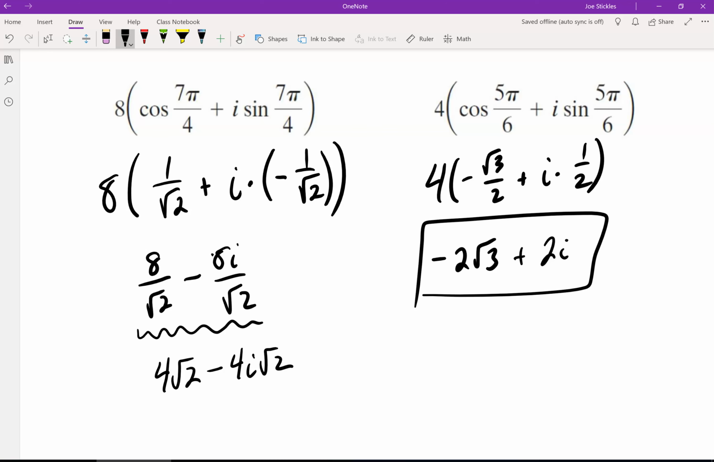And that's it. That is going back and forth between rectangular and polar form for complex numbers. And this is literally all I want you to be able to do as far as the complex number stuff goes. So this is the last section that we're going to cover this semester.